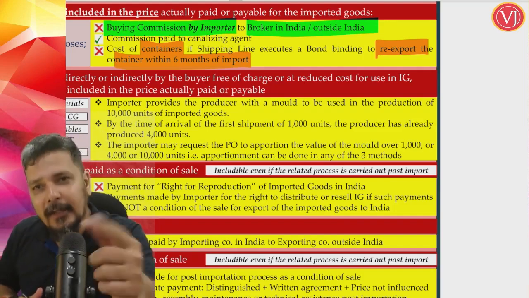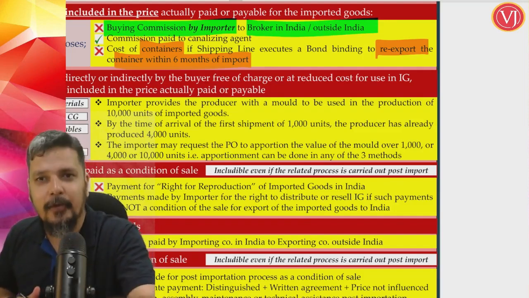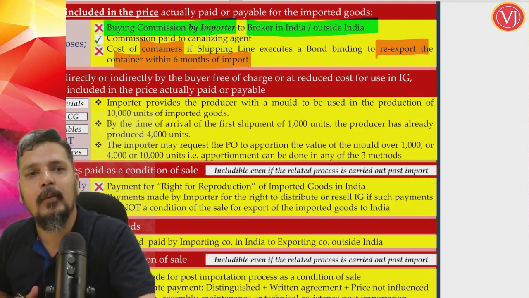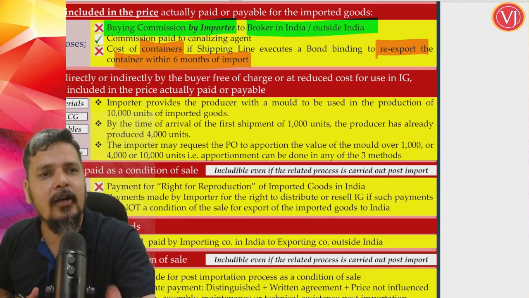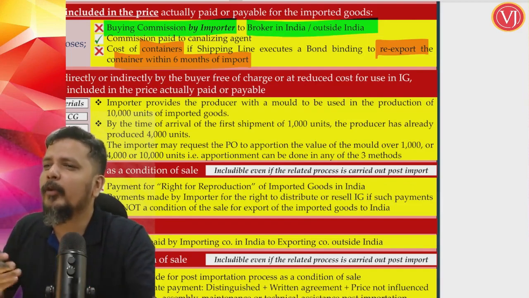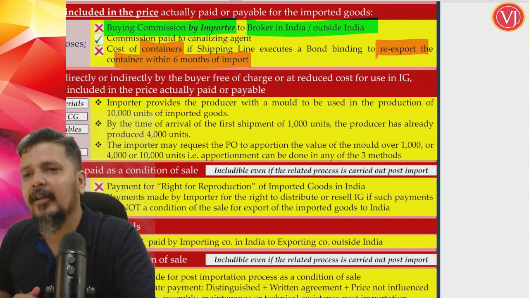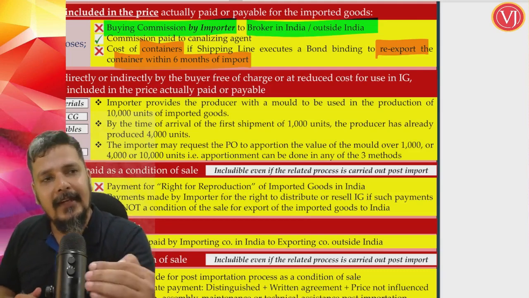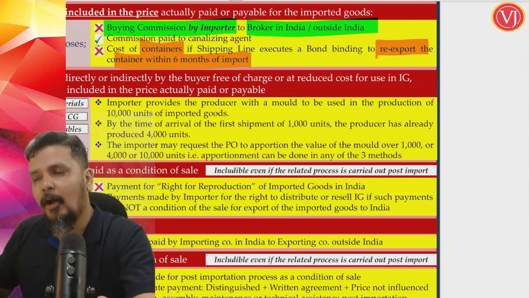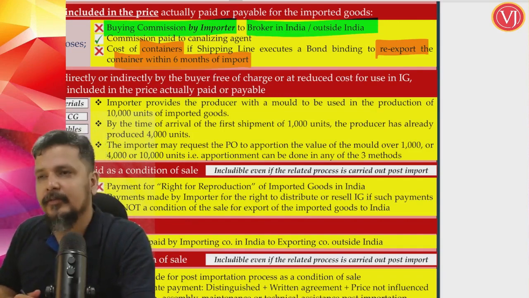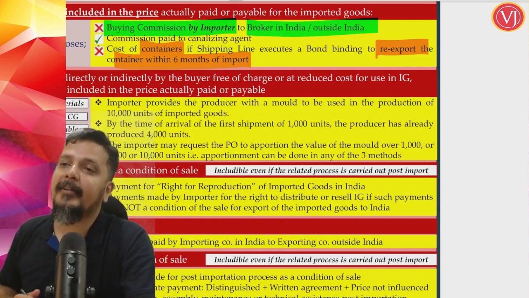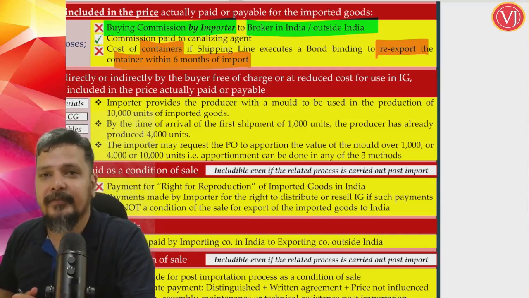If you include this cost of containers and pay import duty, again when you send the containers back, to that extent you will get duty drawback, not on the full import duty, but to the extent of the container. Why pay import duty then? So if the container is brought and promised to be re-exported within 6 months of import, then it will not be added, but someone has to give a bond.